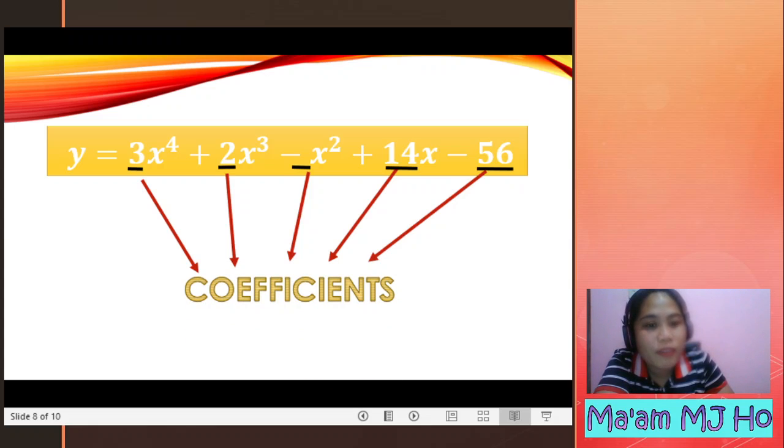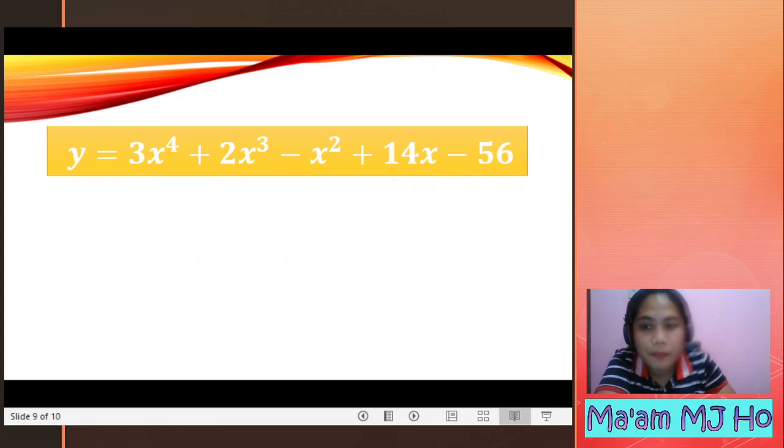Pero take note of negative 56 kasi mamaya bibigyan natin siya ng special na tawag. Okay? So, dun sa ating negative x squared, bakit tayo nagkaroon ng negative 1? Kasi kapag wala tayong nakikitang coefficient na katabi ng ating variable, automatic the value of that coefficient is 1. Pag 1 kasi ang ating coefficient, hindi na talaga natin siya nilalagay. Pero pag wala kayong nakitang coefficient sa tabi ng variable, ibig sabihin nun, automatic 1 yun, or kung negative siya, so negative 1 yun. So again, we have 3, positive 2, negative 1, 14 as our coefficients.